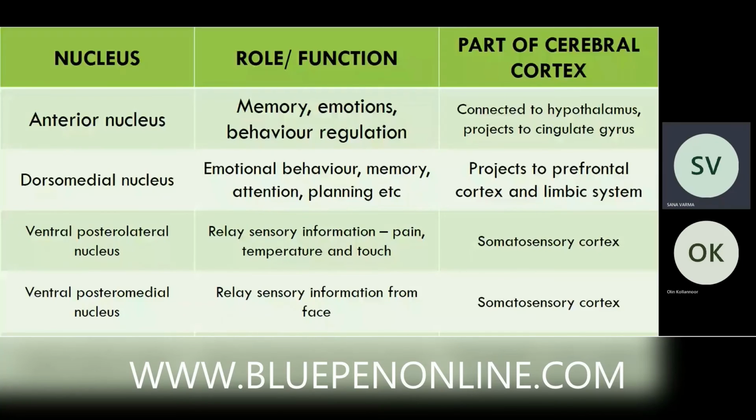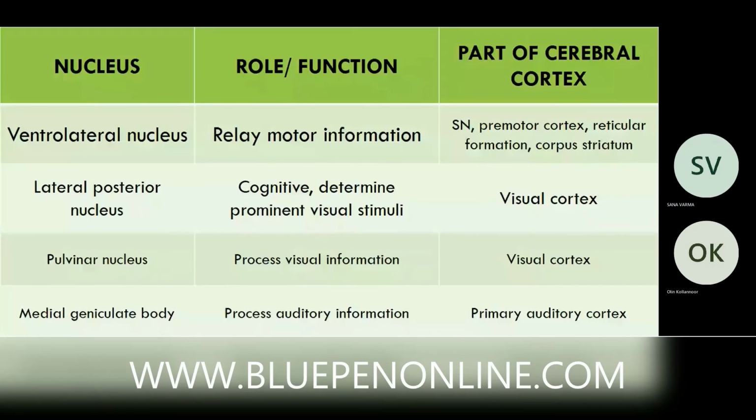Then next one, ventrolateral nucleus. That nucleus also projects neurons into substantia nigra, premotor cortex, reticular formation, and corpus striatum, and it also relays motor information. So these two nuclei, ventrolateral nucleus as well as ventral anterior nucleus, both send their neurons to these areas, that is substantia nigra, premotor cortex, corpus striatum, etc., and they both deal with motor information.